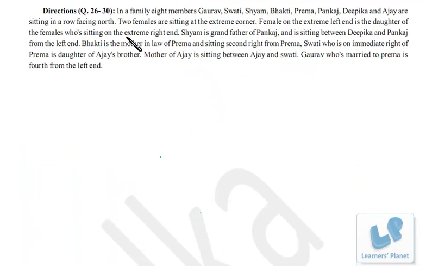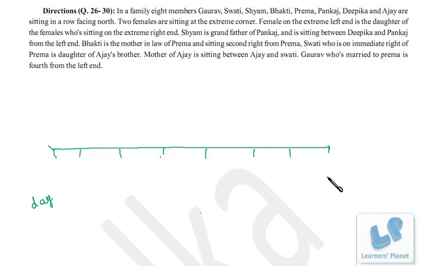Now this problem is seating arrangement as well as blood relationships. In a family of 8 members, all are facing north. Okay, so first of all let's draw the 8 positions: 1, 2, 3, 4, 5, 6, 7 and 8. Now 2 females are sitting at the extreme corners. The female on the extreme left end is the daughter of the female who is sitting on the right end. So here it's female and she is daughter and she is mother.